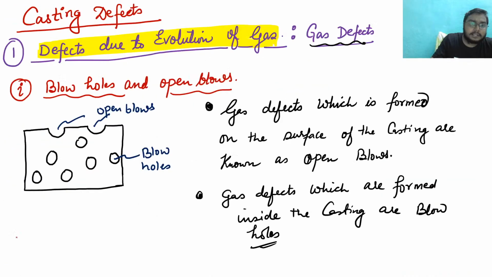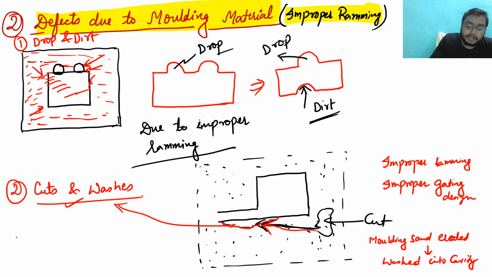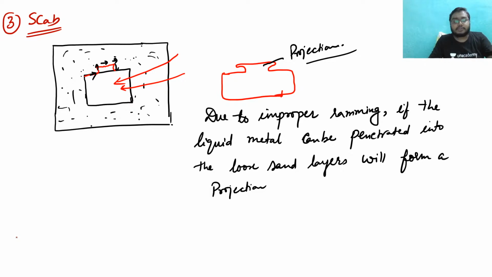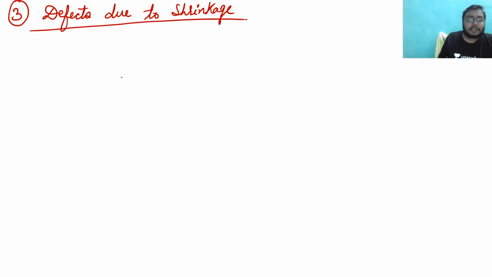Now we have seen these things: defects due to evolution of gas, defects due to molding material. Now the next defect that we are going to see here is defects due to shrinkage. Now see what is happening in this defect due to shrinkage. Due to improper riser design, this defect actually happens.